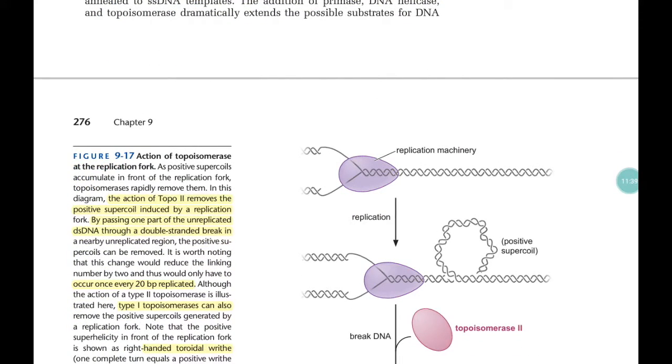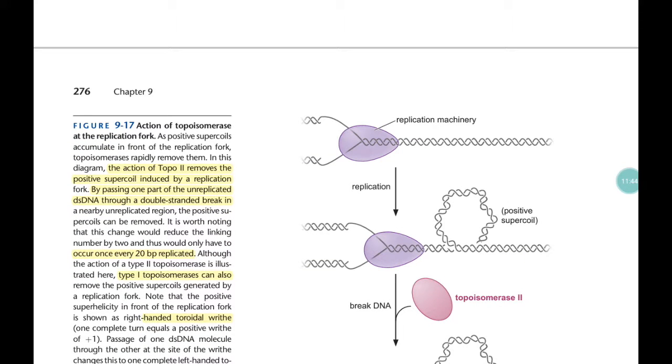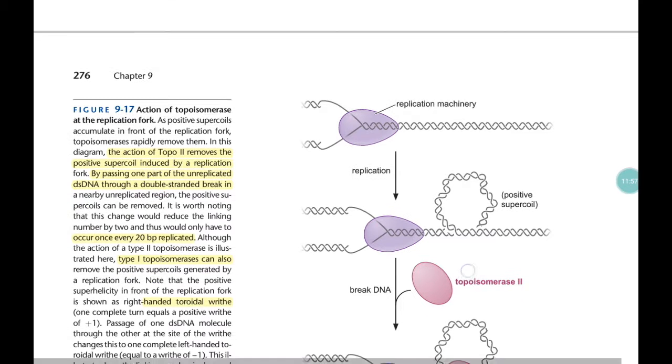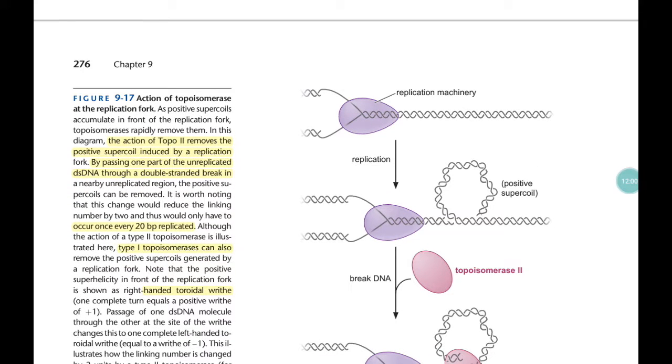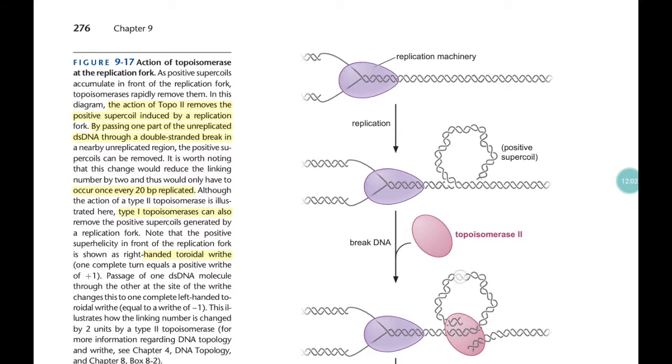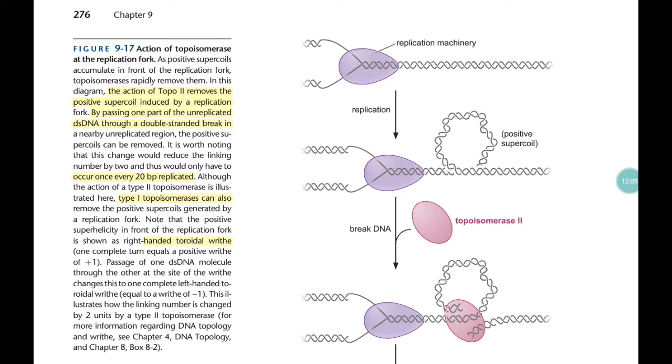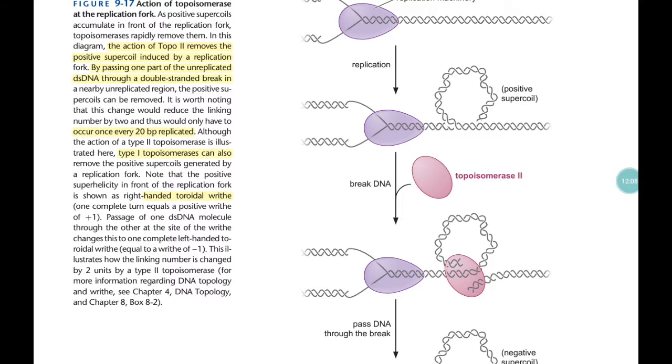The action of topoisomerase 2 removes the positive supercoils induced by the replication. Positive supercoiling means overwinding of the DNA ahead of the fork, and on the opposite side is called negative supercoiling. So this positive supercoiling is removed by topoisomerase 2. By reducing this side, it is inducing the opposite side. Occurs only once every 20 base pairs. Type 1 topoisomerase can also remove the positive supercoils generated by the replication fork. Note the positive supercoils in front of the replication fork are shown as a right-handed toroidal coil.